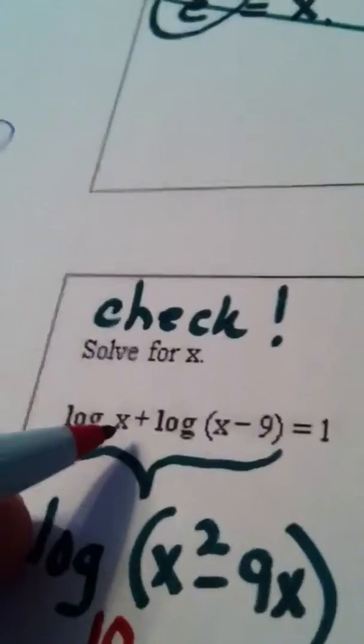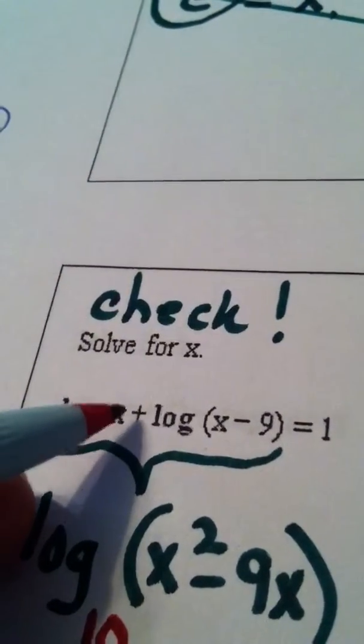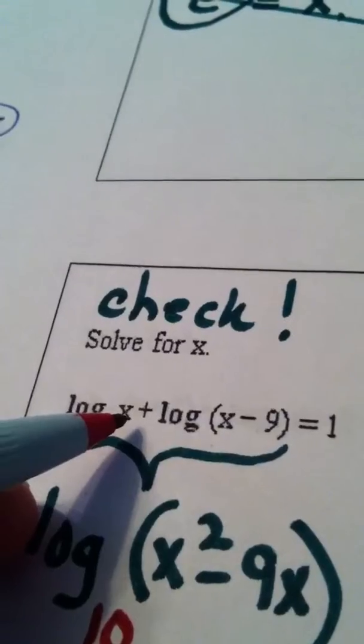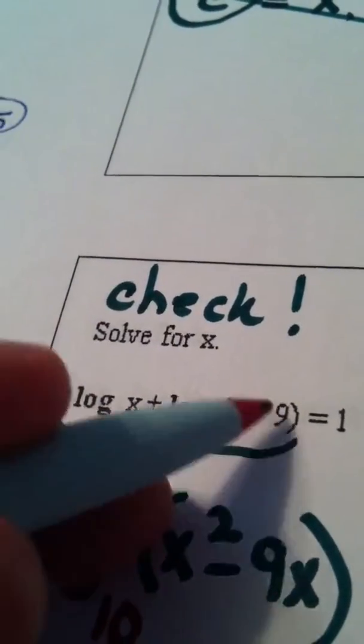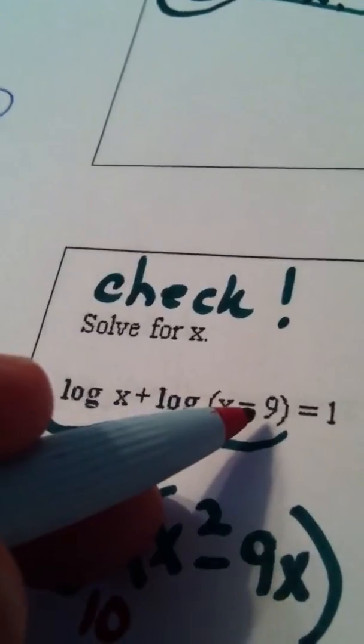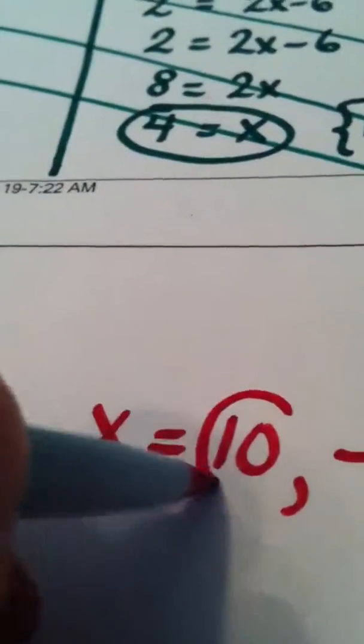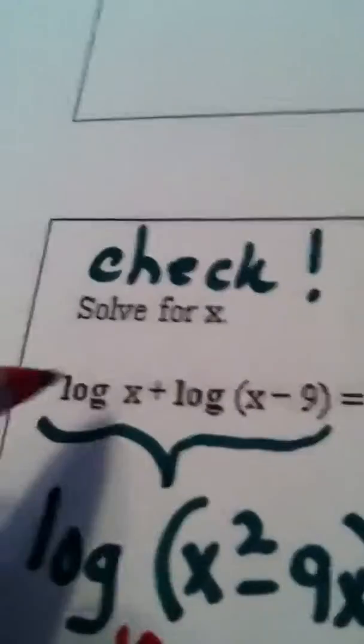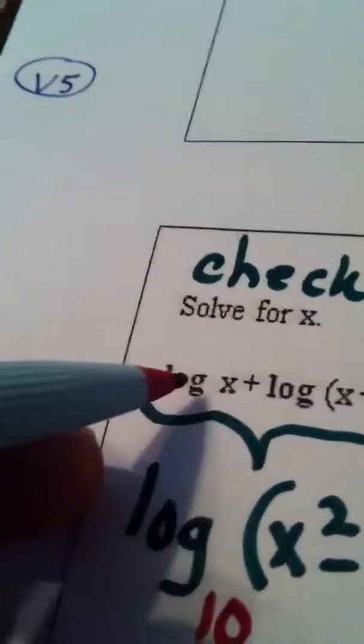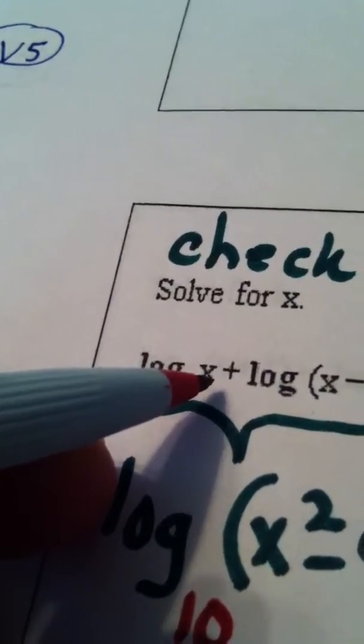Now, before I accept both of those answers, 10 or negative 1, I come over here to the original problem. If I put in a 10 here, this remains positive, so the log of a positive number is good. 10 minus 9 is 1, that's still positive, so the log of a positive number is good. So we're fine with 10. That works. When I try negative 1, however, I'm in trouble immediately. When I put a negative 1 in here, I'm trying to take the log of a negative number. That's not going to work.